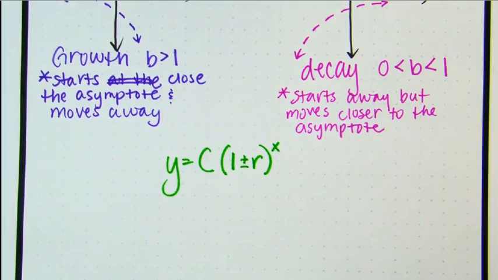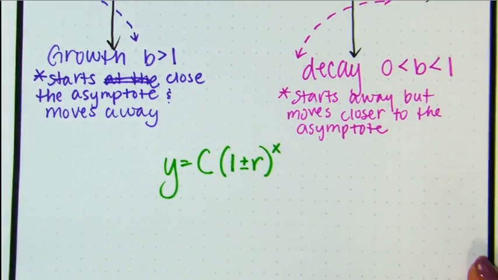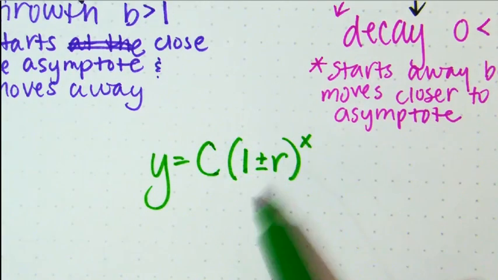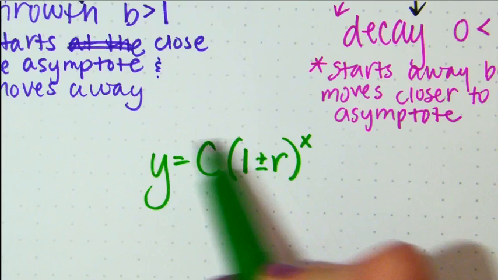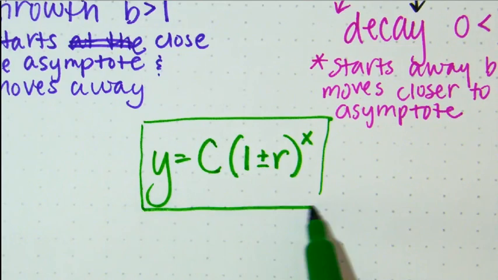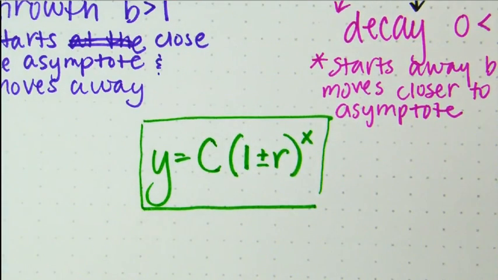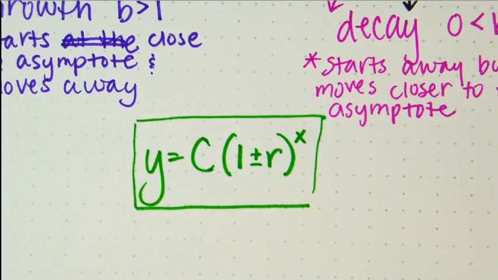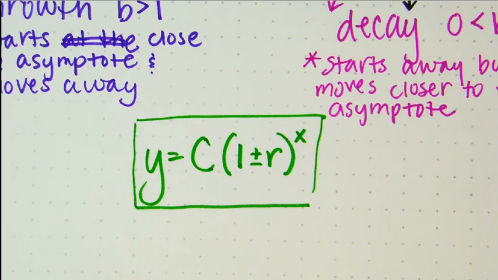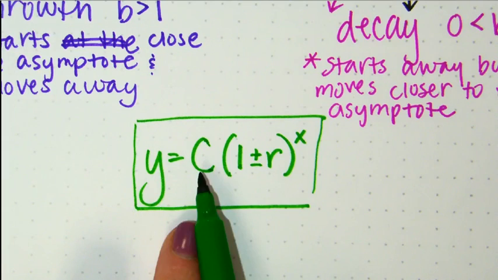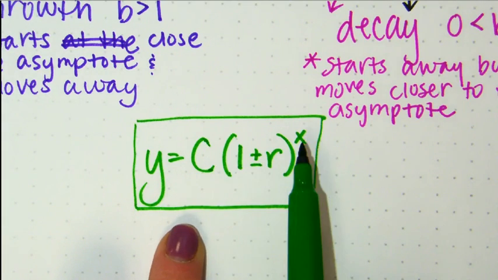With some adjustments, we've got y equals c times 1 plus or minus r to the x power. So that's the general growth and decay function. And it does look really familiar. It should look really close to the format we've seen already, where we had f of x equals a times b to the x power.